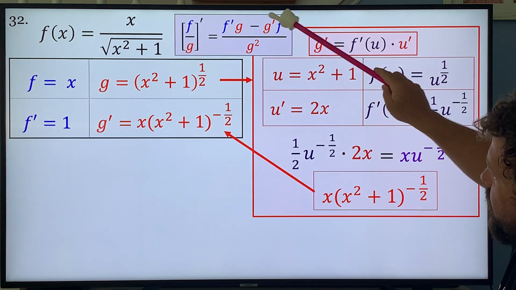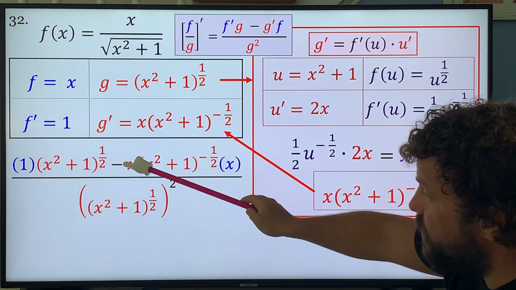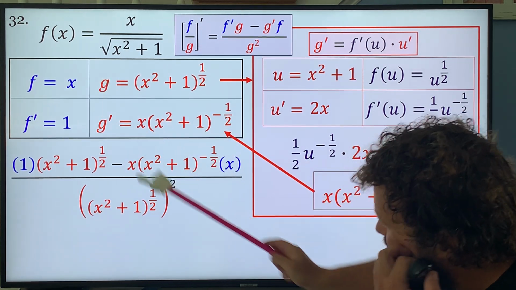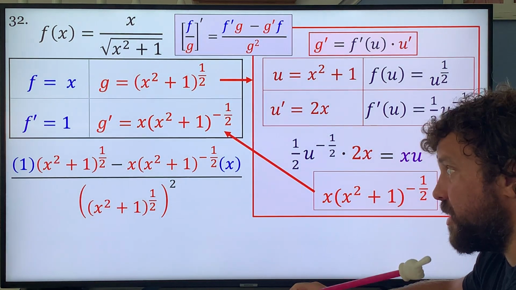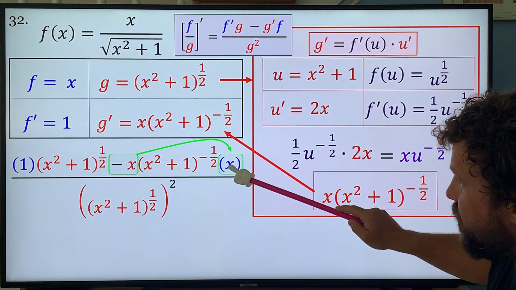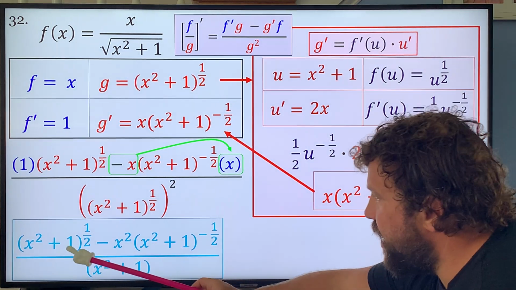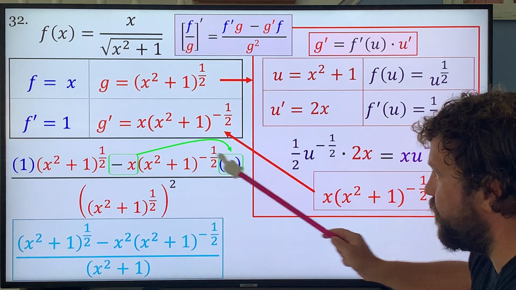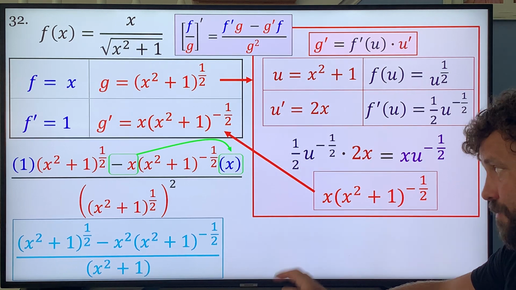F prime g: 1 times x squared plus 1 to the 1/2 minus, make sure it's a minus, x squared plus 1 to the negative 1/2 times x, all over x squared plus 1 to the 1/2 squared. Don't forget to square that either. Now, this stays the same. X times x is x squared, and when you take 1/2 and you square it, you get 1. So it's simply x squared plus 1 to the 1/2 minus x squared plus 1 to the negative 1/2, all over x squared plus 1. All right?